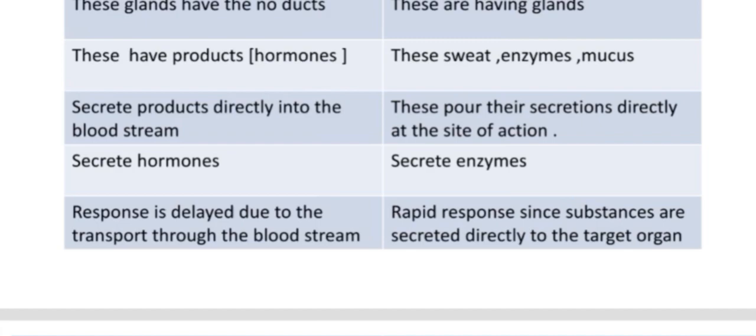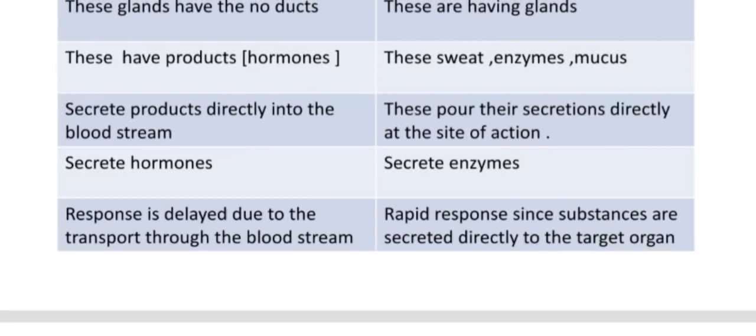Endocrine glands have the capacity to secrete their products directly into the bloodstream, that is nothing but the circulatory system. Exocrine glands pour their secretions directly at the site of action, where the enzymes are necessary. So directly they produce the enzymes at the particular site. Endocrine glands produce hormones and exocrine glands produce enzymes.